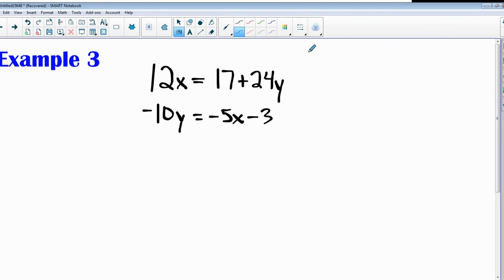All right, let's look at a third and final example here. So taking a look at this system of equations, you can see it's kind of a mess. Hopefully you notice that they're not lined up nicely. The only thing that's really lined up are the equal signs. Everything else is kind of out of order. We need to rearrange at least one of these equations so that they're in the same form.